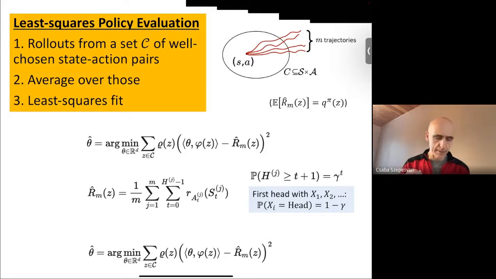You have some set of state action pairs. From that, you're rolling out with your policy. You collect the return along any of those trajectories. You average those, and then you set up a little least squares problem to learn a parameter vector. And using the parameter vector, then you can predict the action value for the policy at any given state and any action that you may encounter.